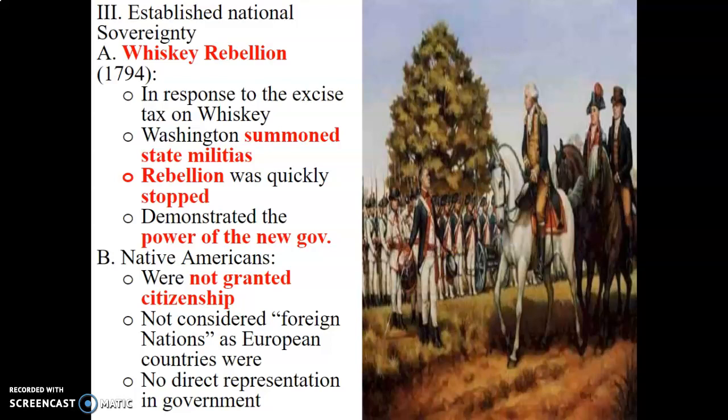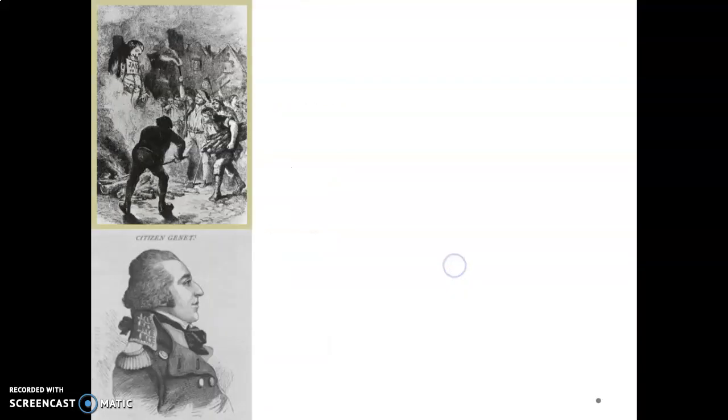And there was no direct representation in government, so they were not even mentioned. This was a problem because we didn't know what to do with them. We saw them as just a burden. And we're going to see how that treatment led to their disenfranchisement throughout American history, how we did them wrong.